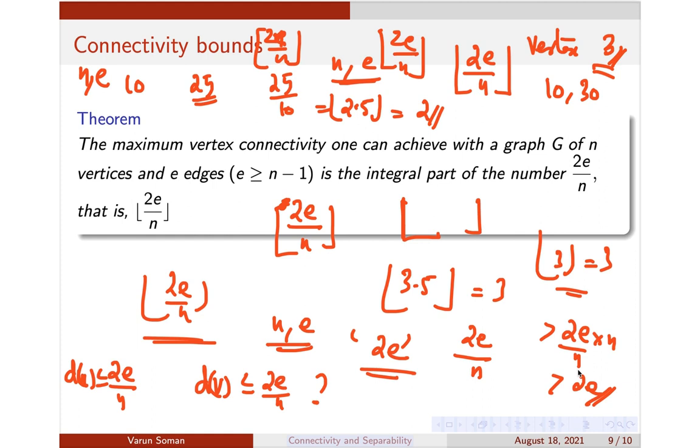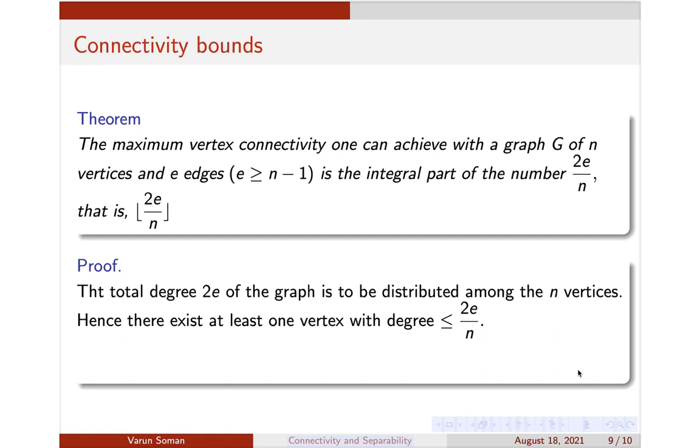Your total degree would exceed 2e, because there are n vertices and each vertex has degree greater than 2e by n. So when you add up the degrees of all the n vertices, the total degree would be greater than this 2e. That is not possible. Hence there exists at least one vertex with degree less than or equal to 2e by n.